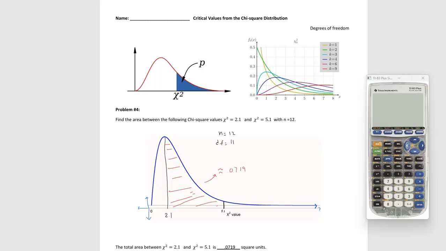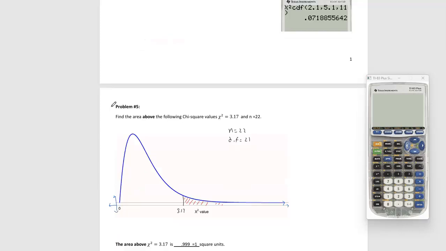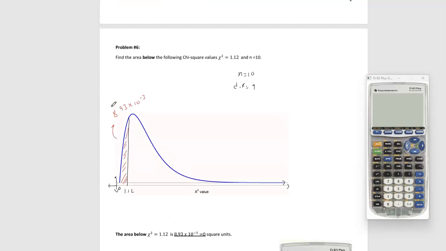Hi class, for this video we're going to look at the chi-square distribution and we're only going to be looking at the calculator for the areas. So it's only going to be problem 4, 5, and technically 6.